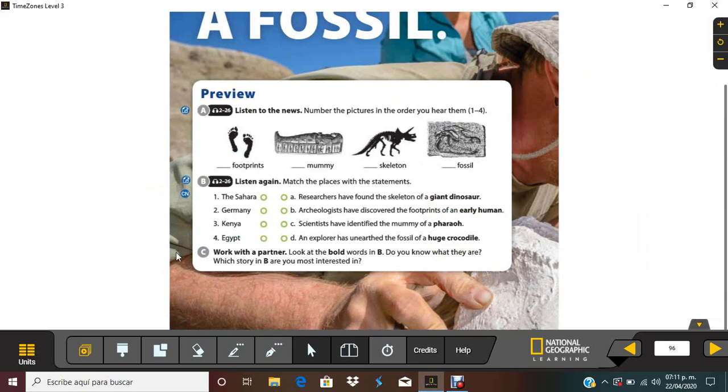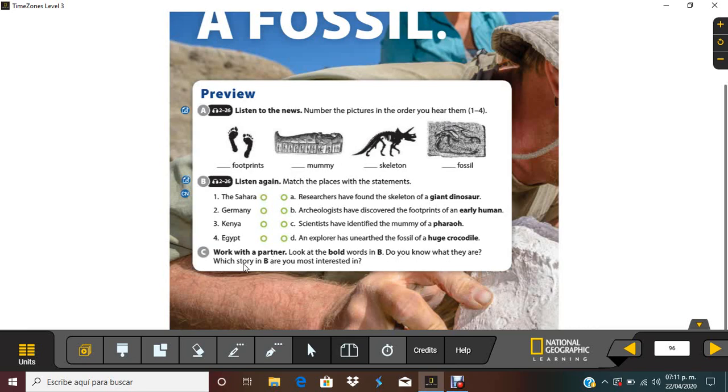Now, with the final exercise, exercise C. It says, work with a partner. Look at the bold words in B. Yes, the bold words are the words in black. Okay, for example, giant dinosaur, early human, pharaoh, huge crocodile. Okay, do you know what they are? If you don't know what they are, then you can look in the internet or in your dictionary.